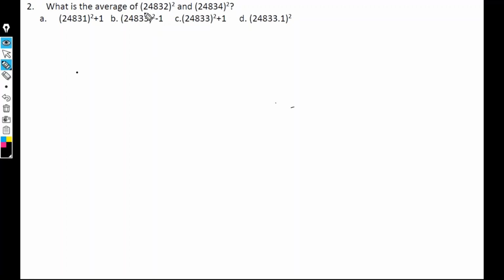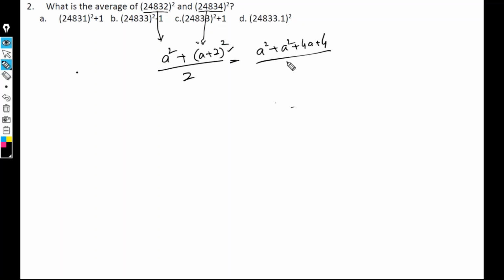Okay, guys, have a look here. Instead of taking these numbers as they are, because the numbers are very big, it would be better if I take this number to be A. The other number is 2 more, so it is going to be A plus 2 square. The average of these numbers is the sum of the two divided by 2. Opening the bracket, it is A square plus A square plus 4A plus 4 divided by 2, which is 2A square plus 4A plus 4 divided by 2. This results in A square plus 2A plus 2.